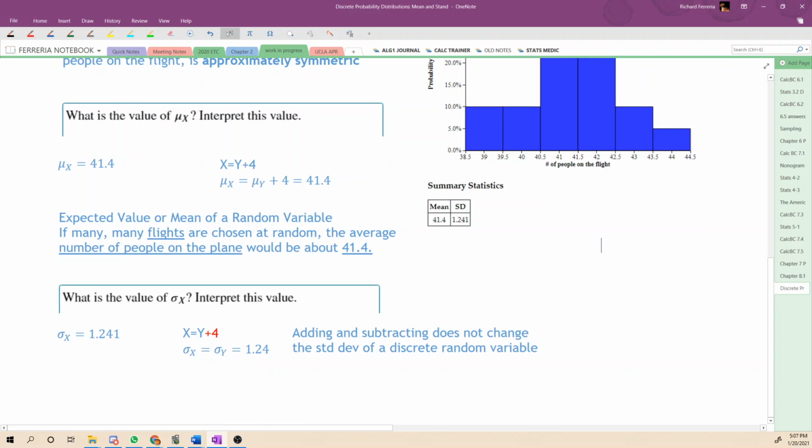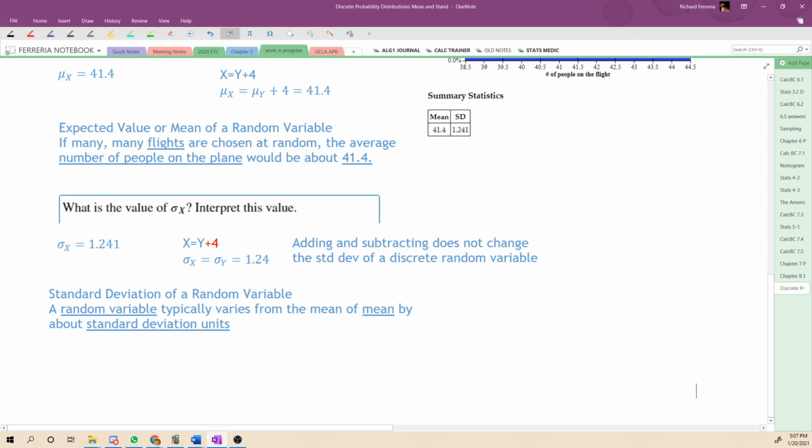Now for the interpretation of that value, we've got another sentence frame. So this sentence frame says, a random variable typically varies from the mean of the mean by about the standard deviation in units. So we're going to fill in the blanks. Our random variable was number of people on the plane, and that typically varies from the mean of 41.4 by about 1.24 people.